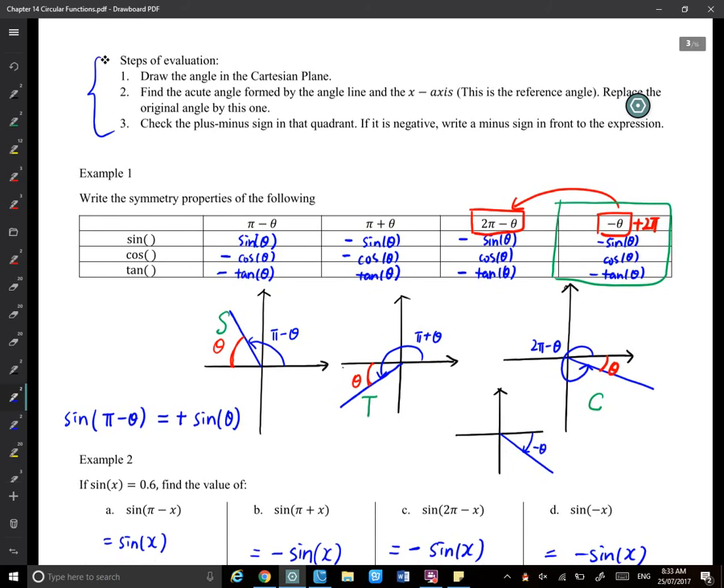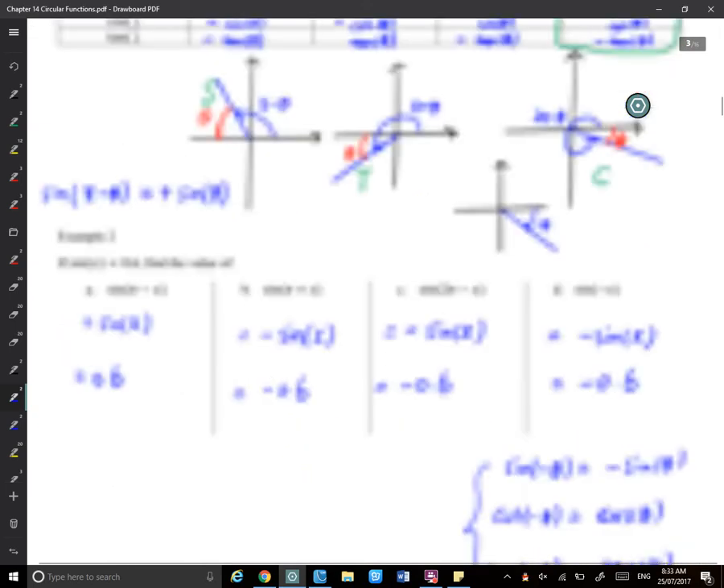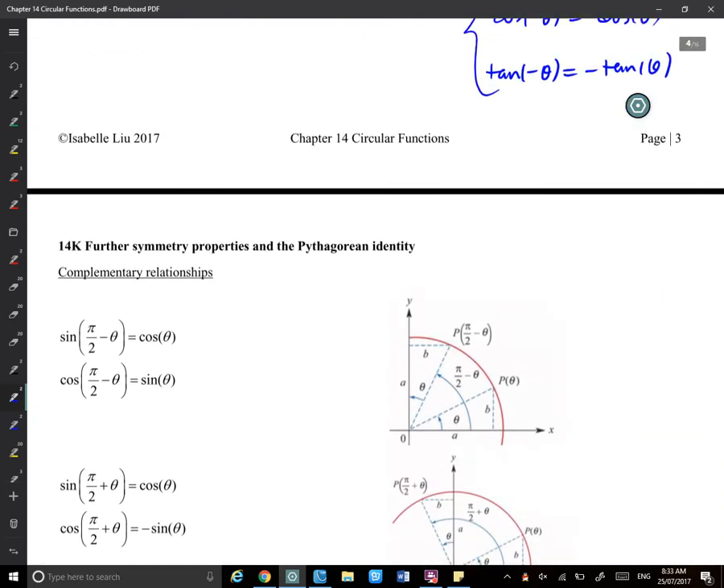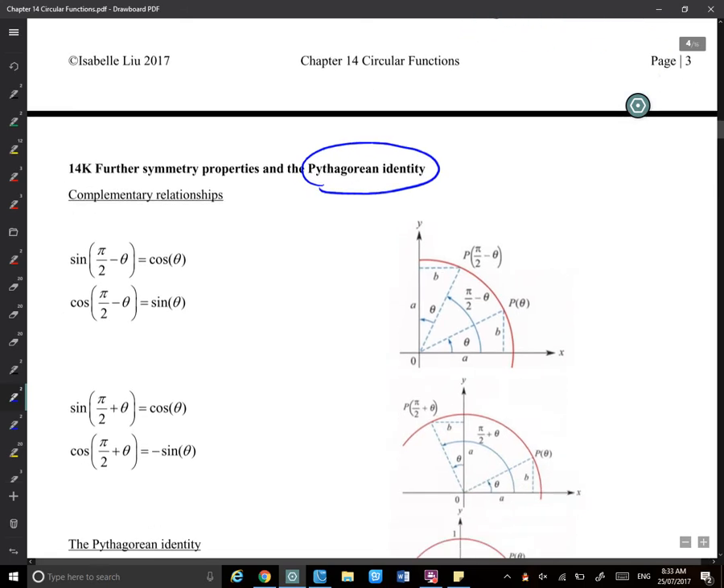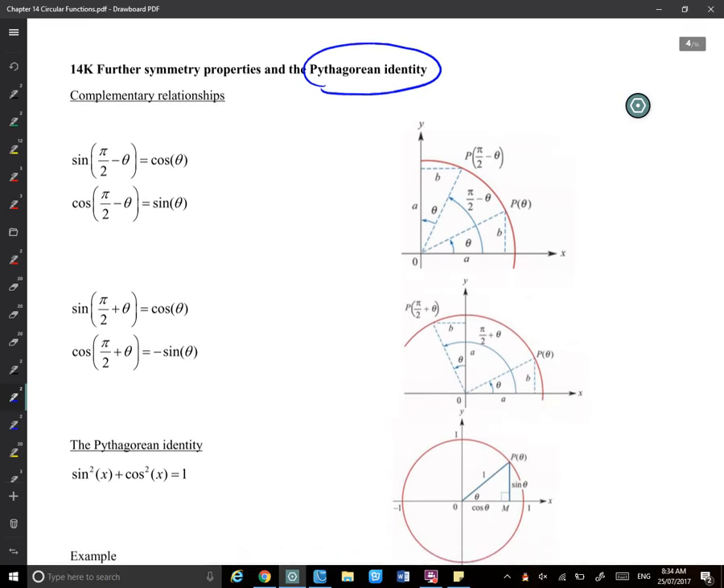I said, do not try to remember this table. What you can do is use this knowledge of finding the reference angle and then think about the quadrant to think about this formula as well. And today we're going to learn some more formulas, which are further symmetry properties and Pythagorean identities. This one is actually very, very important. Okay, so a couple of new formulas we're going to learn. Well, there are 4 formulas, we're going to do 5. Okay, here it's all here.